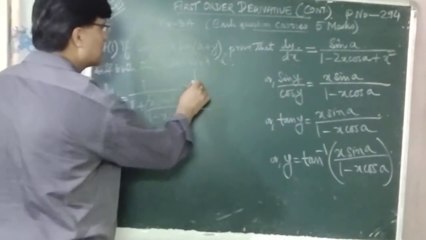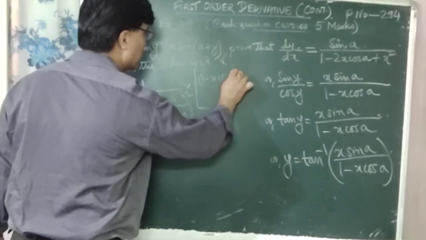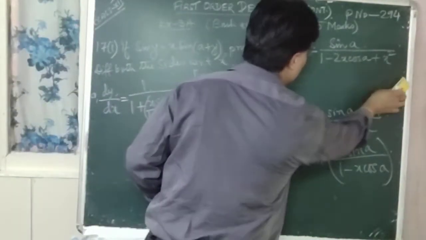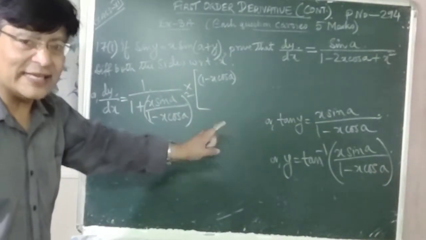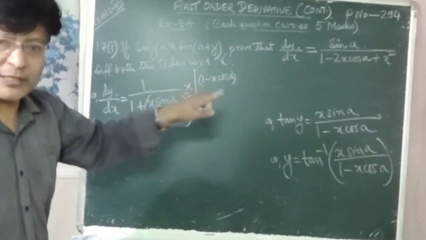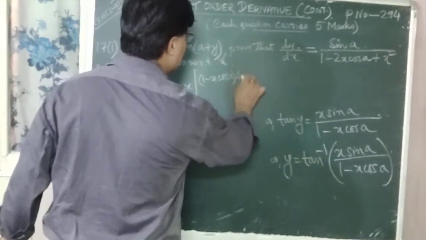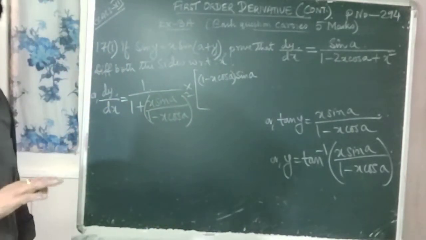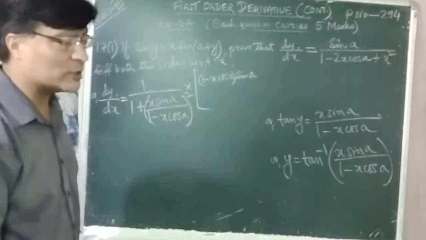Now the denominator is kept as it is, 1 minus x cos a, into, what is the differentiation of the numerator with respect to x? You know that sin a is constant. Sin a into d by dx of x. What is d by dx of x? That is always 1. So it remains only sin a. Is that clear? What is the differentiation of the numerator? It is only sin a. Sin a is constant, into d by dx of x, which is always 1.